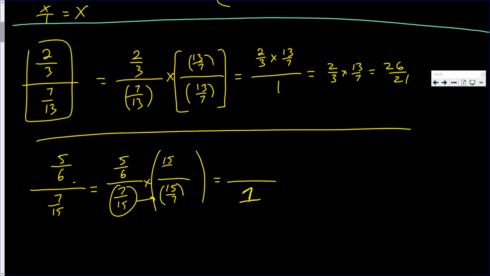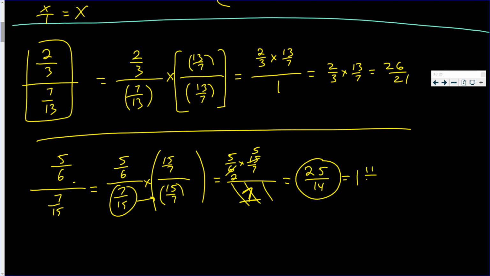So I have to do the same to the numerator. So I get 5 over 6 times 15 over 7. And the rule for dividing by 1 is don't bother. 3 goes into both of these numbers, 2 and 5 times. 5 times 5 is 25. 2 times 7 is 14. There's your answer. You can say it's 1 and 11 left over, 1 and 11/14, fine.